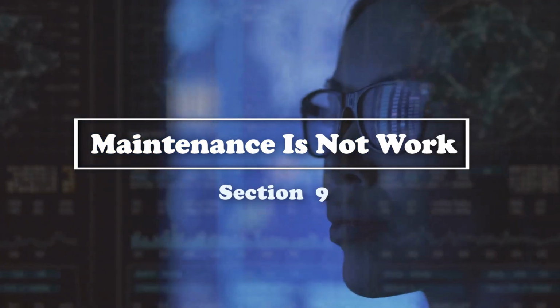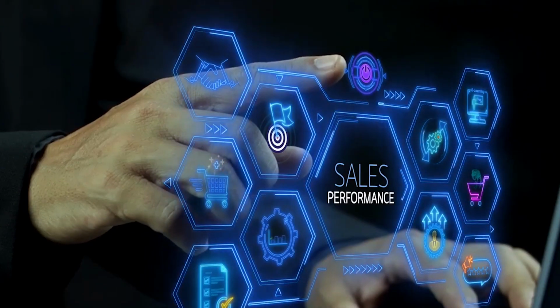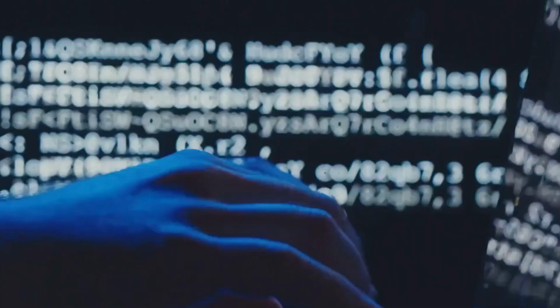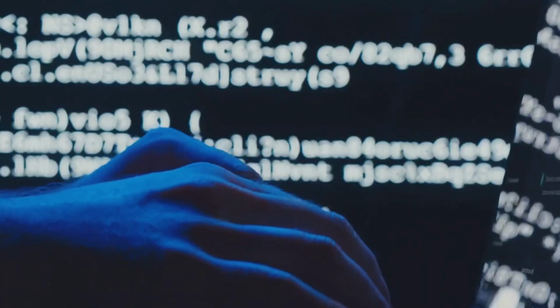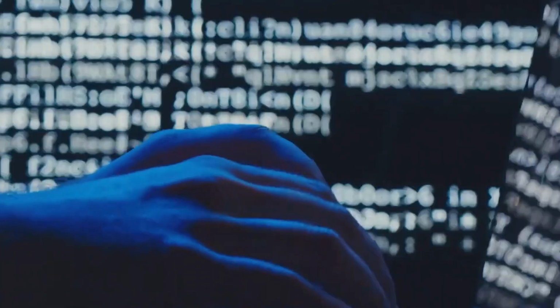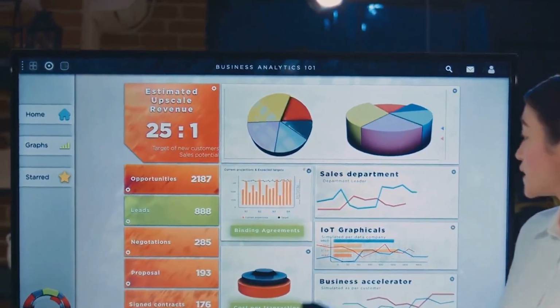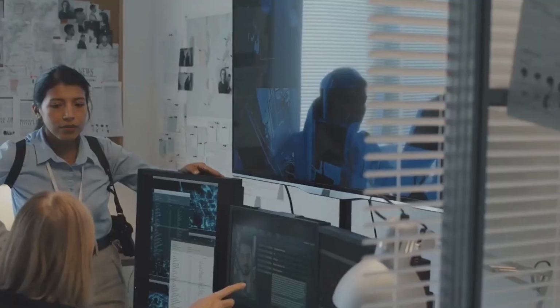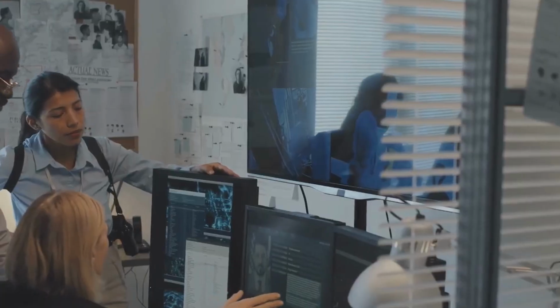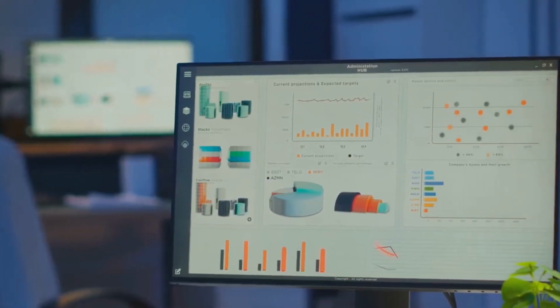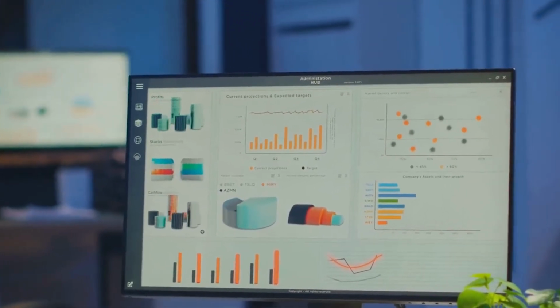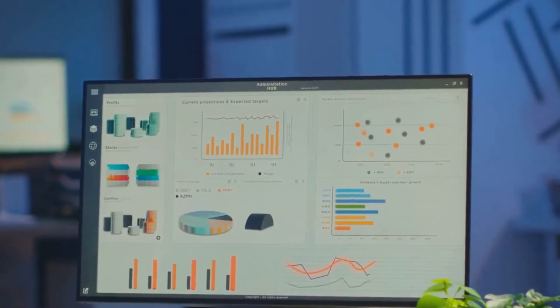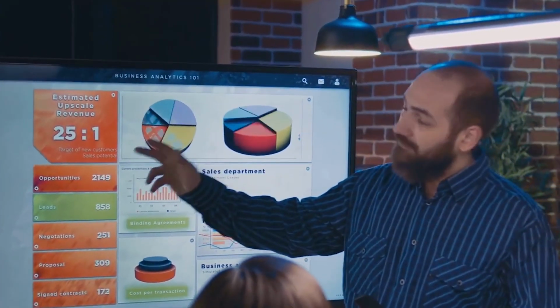Section 9. Maintenance is not work. There is a common misunderstanding that automated income requires zero involvement. That is not true. Every system requires maintenance. The difference is frequency and intensity. Maintenance looks like monitoring performance, updating assets, fixing breakpoints, adjusting messaging, responding to market shifts, improving conversion points. Work is constant execution. Maintenance is periodic correction. A well-built system allows you to do small maintenance instead of grinding every day.